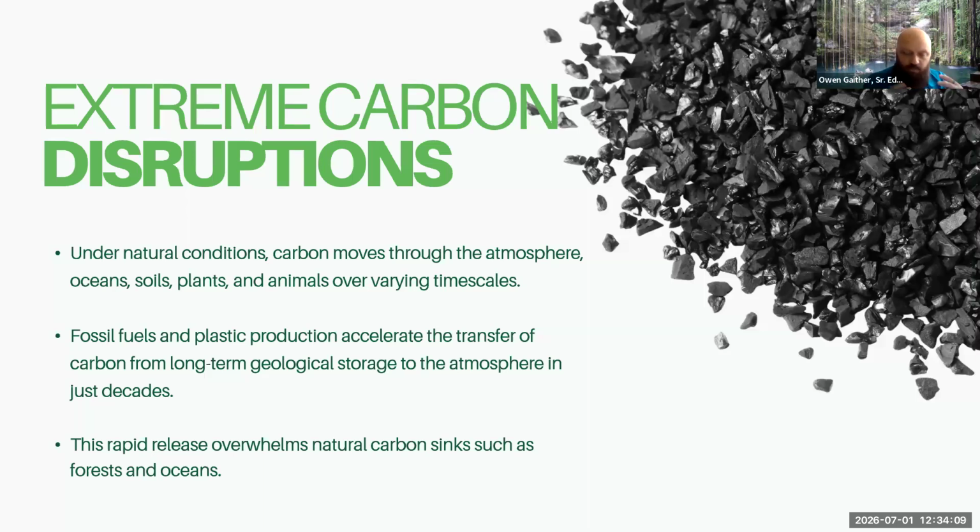That's the problem. The problem here isn't the carbon cycle. The problem that we're experiencing through global climate change is extreme carbon disruptions, us taking sequestered carbon and burning it, putting it into the atmosphere. Under natural conditions, carbon moves through the atmosphere, oceans, soil, plants, and animals over varying timescales. But using fossil fuels really thickens the atmosphere, trapping more heat onto the planet.